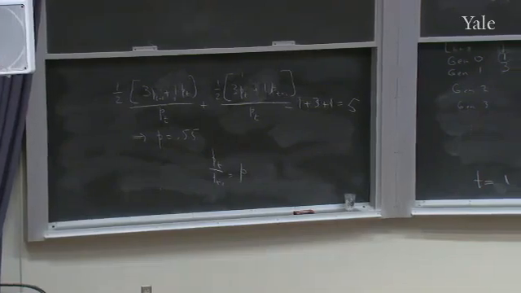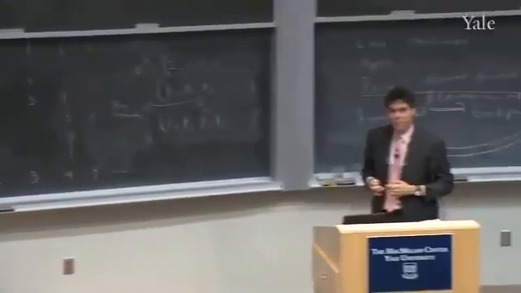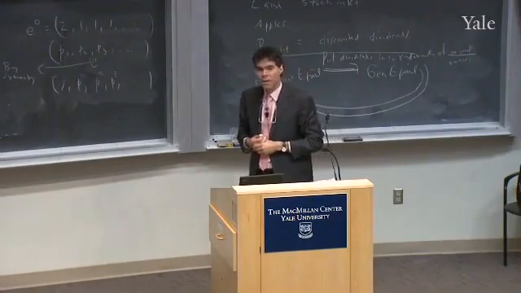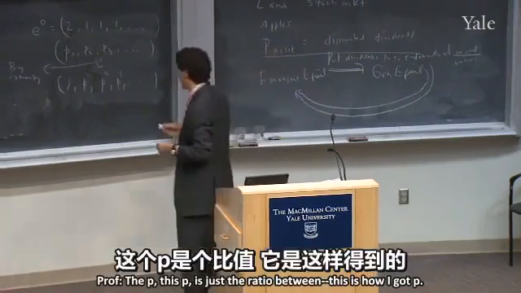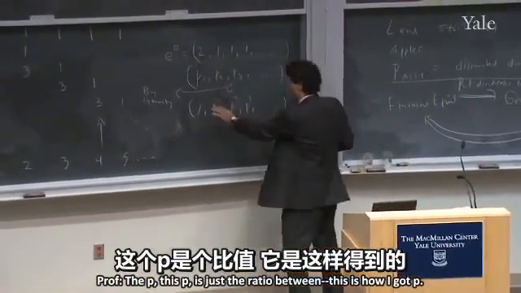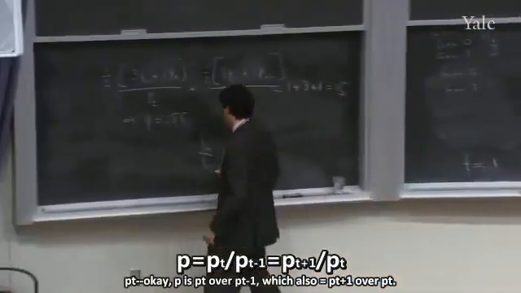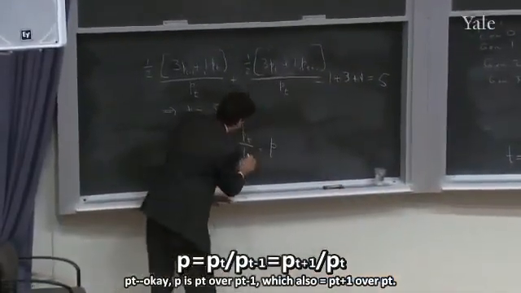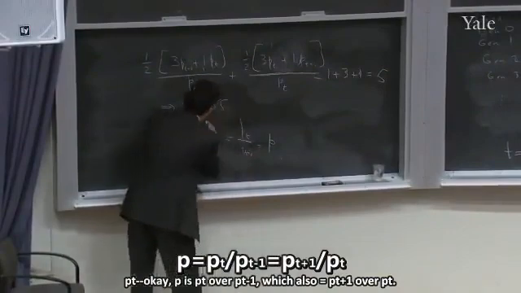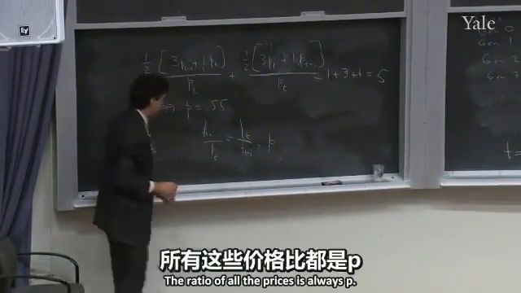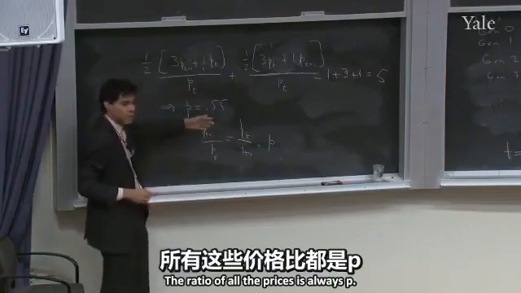Yeah. So is the regular P before you erase this then a sort of a weighted price that becomes the old age consumption price because we assume young age price is 1? This P is just the ratio between prices. This is how I got P: P is PT over PT minus 1, which also equals PT plus 1 over PT. The ratio of all the prices is always P.